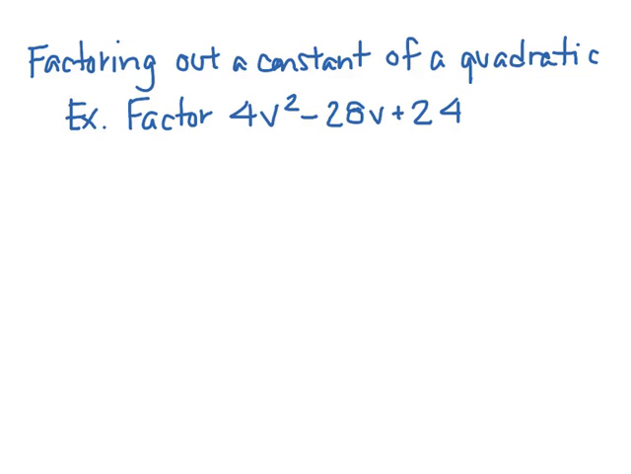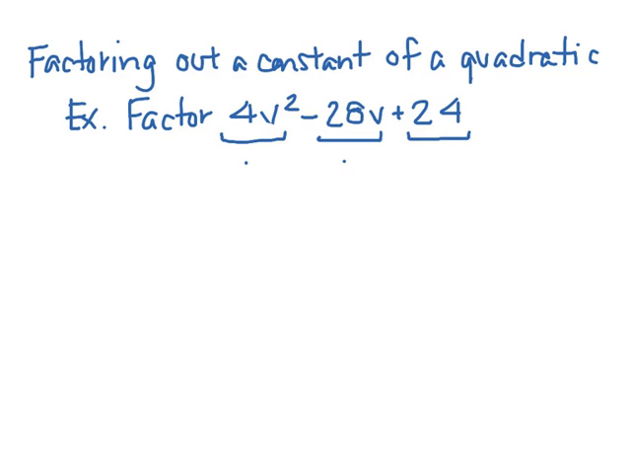So sometimes you can factor out a constant of a quadratic before you even begin the approach of either the double bubble or the AC method. So if we look at our quadratic, here we have how many terms? We've got 3 terms. So we've got this first term, second term, and third term.